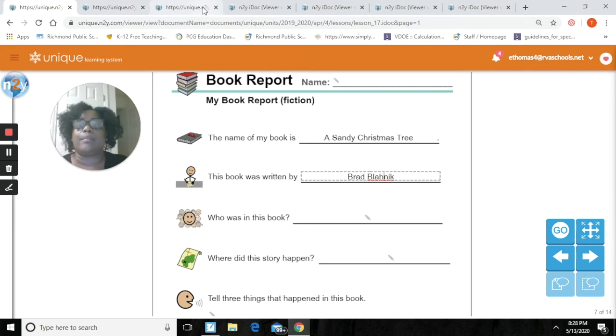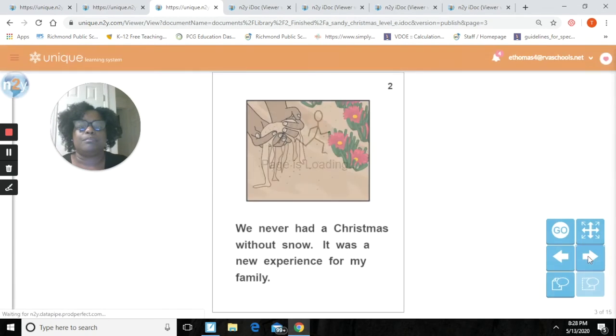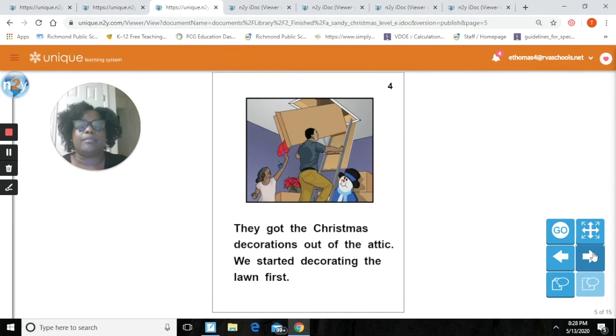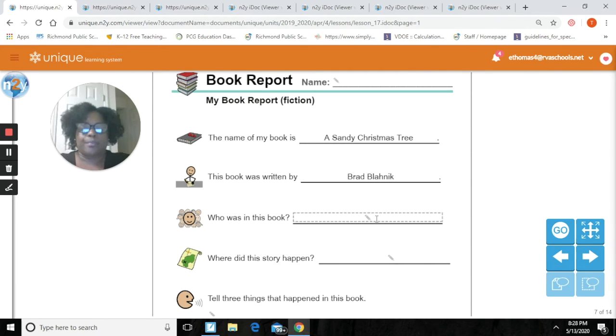Okay, now who was in the book? Who were the persons that were in the book? Let's look at it. Did you say there was a brother and a sister? Who do we see more often than we see anybody else? We see that brother and sister a lot, right? There was a brother and a sister, right? We saw them the most. We saw them more than we saw anybody else, okay?